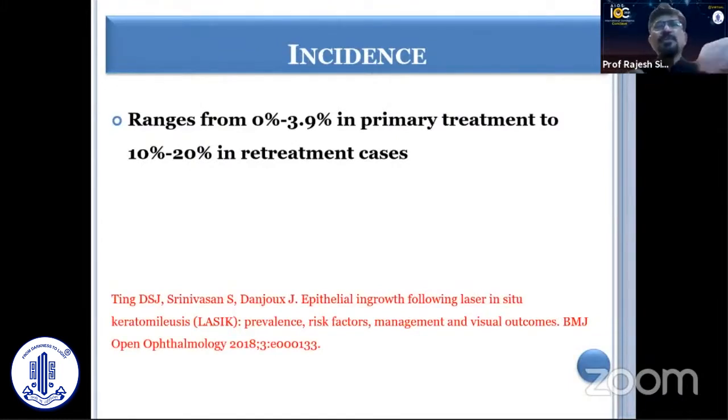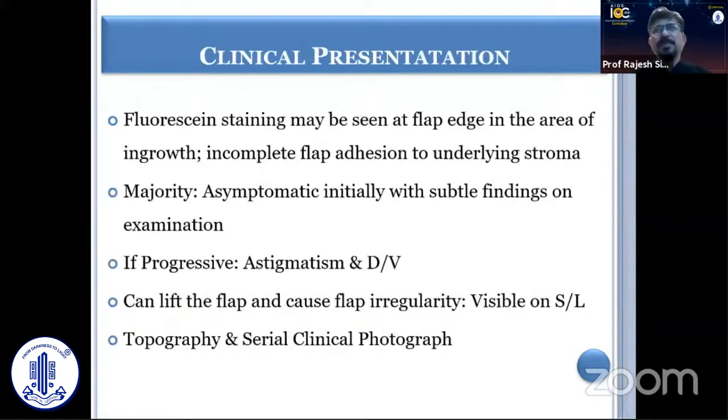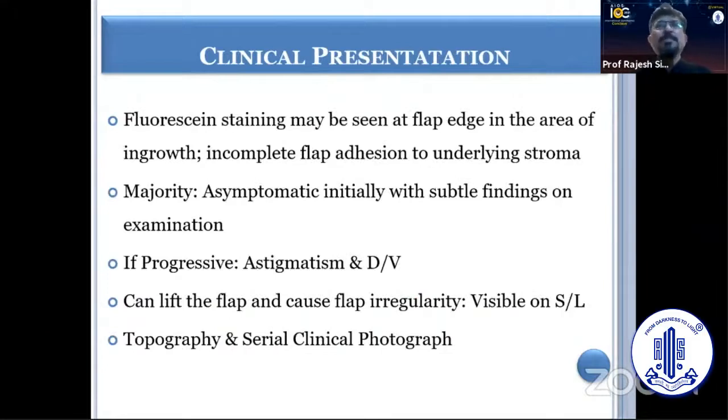It ranges from 0 to 3.9% in primary treatment to 10 to 20% in retreatment, because you have to lift the flap and there's a lot of manipulation, and then the flap adhesion may not be that good. You can implant an epithelium on the stromal surface. When you examine these patients with fluorescein staining, you get a small area of stain from where the epithelium is entering. That shows that the flap adhesion is not very good in that area, and that's how epithelium has migrated inside.